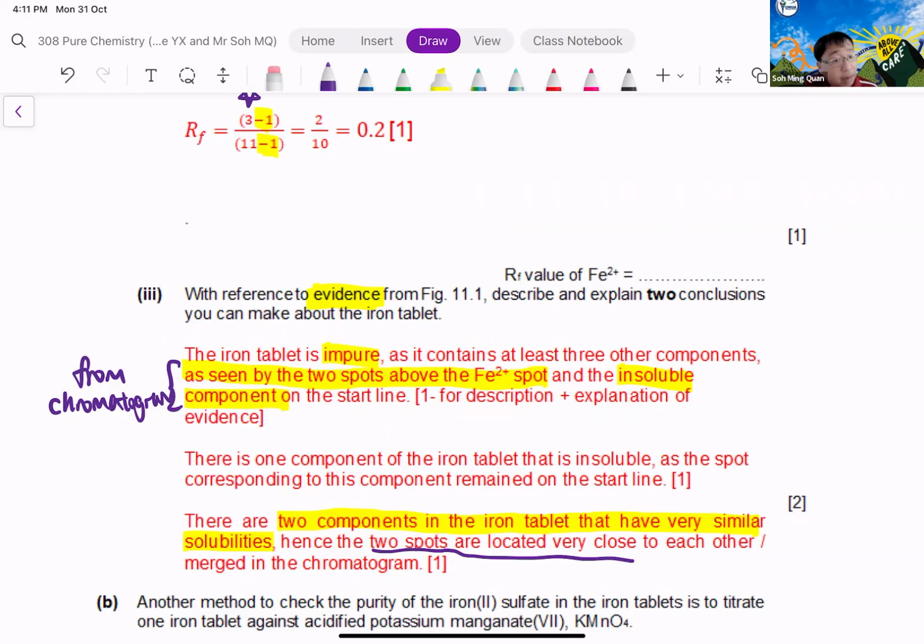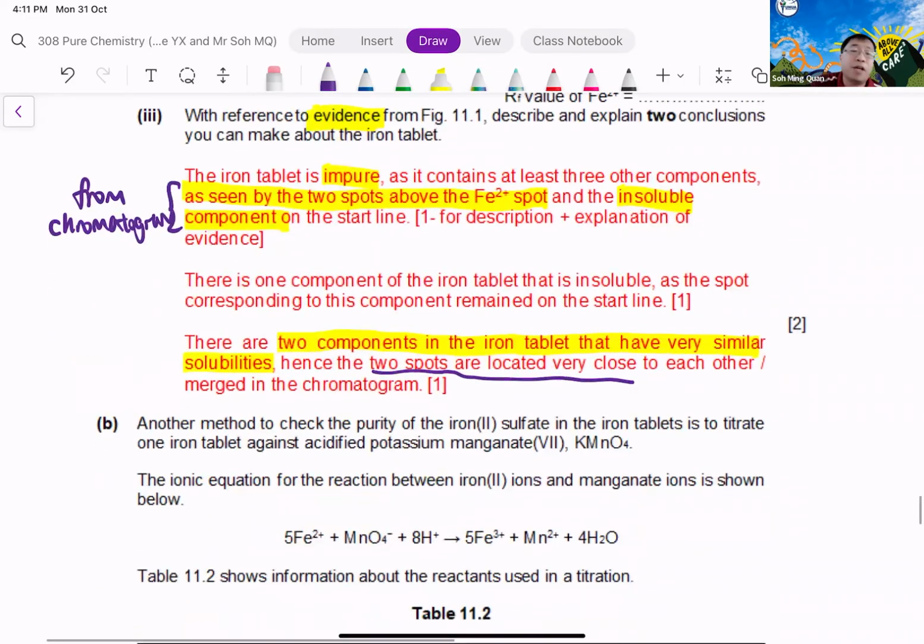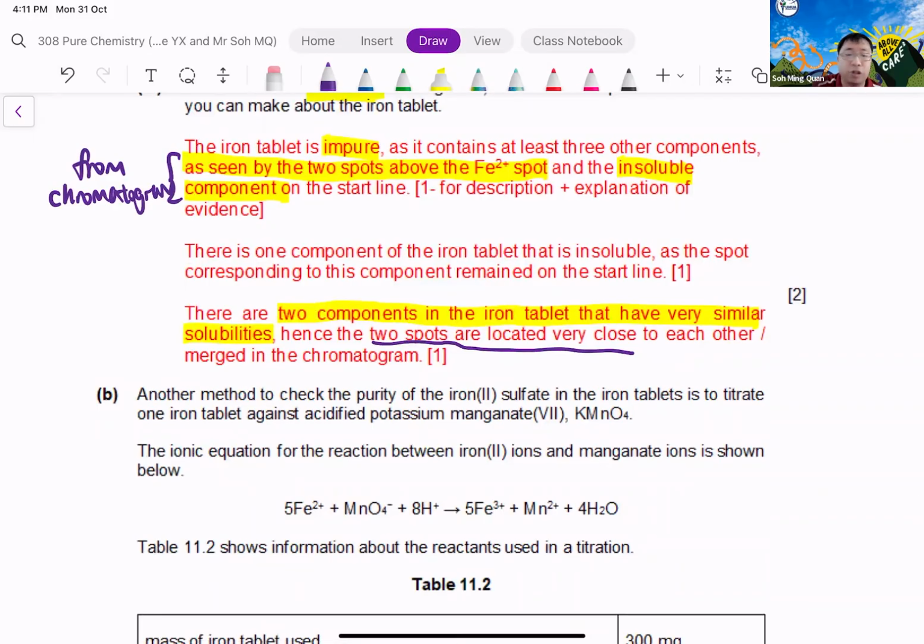Okay? Now, of course, another way to check purity is titration. I'm sure you know that by now. Titration allows you to find the concentration. Many of you could not find the equation, but isn't the equation here? The equation may be located on the previous page. That's a learning point for you to take note of as well.